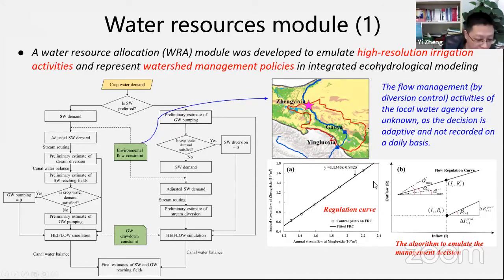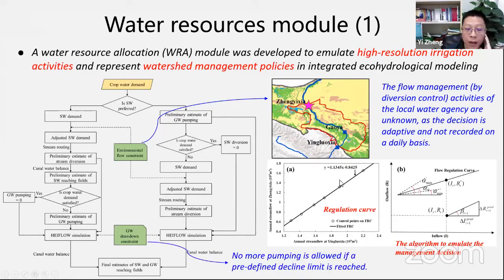Okay? So this figure shows you the regulation curve, which specifies the minimum required flow at the Zhenyi point, represented on the y-axis. This is required by the government, given specific flow conditions from the upper watershed. And this figure shows the algorithm we proposed to emulate the management decision. Here I would like to skip the technical details about how we emulate the dynamic decision process.